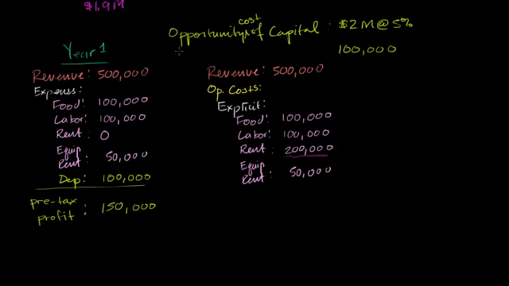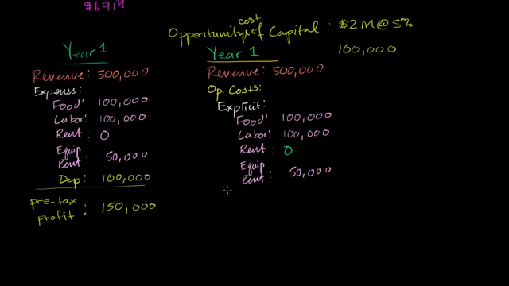So let's say this is year 1 again, but now this is economic profit, year 1. So our food is the same, our labor is the same, our rent disappears. Let me get rid of the rent. The rent is now going to be 0. We now own our building. Rent is 0. These are all our explicit costs. These are direct payments of money to someone else.